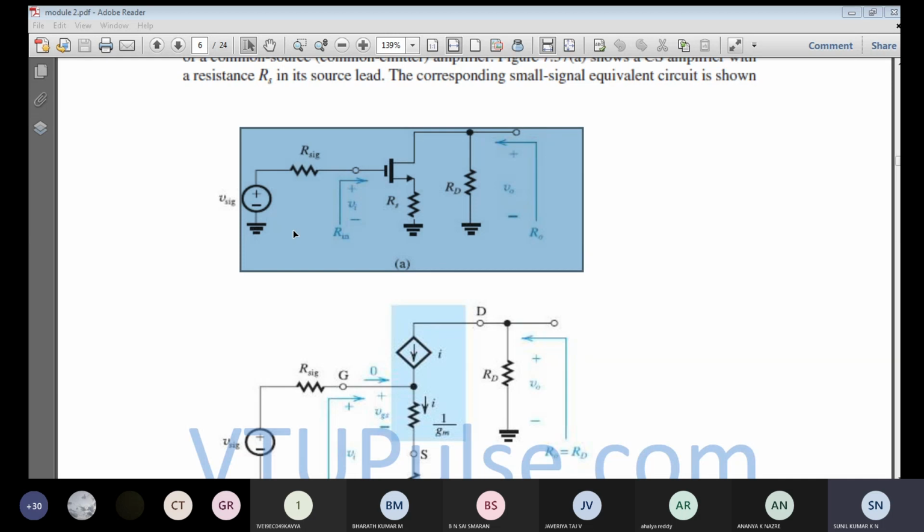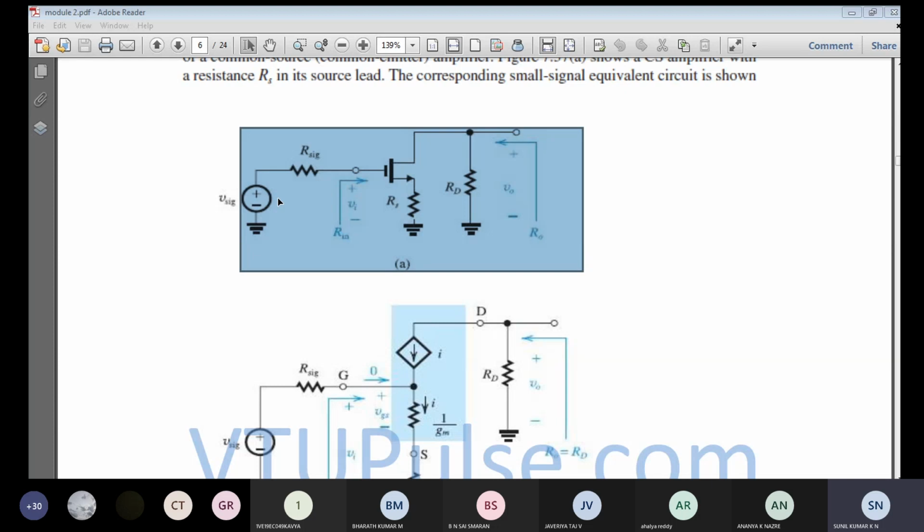The current ID that is flowing remains the same across the T equivalent also. The gate current is 0, and the same thing here, it is 0. The drain current ID is gm into VGS, the same thing. We have not interrupted or added anything, just a modification of this small signal model has been obtained as a new model.